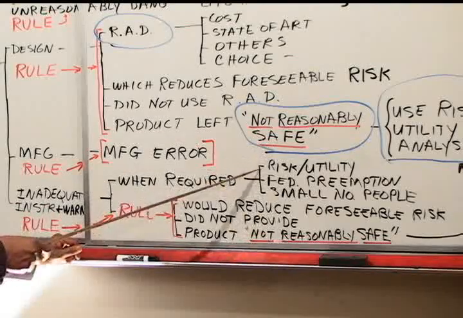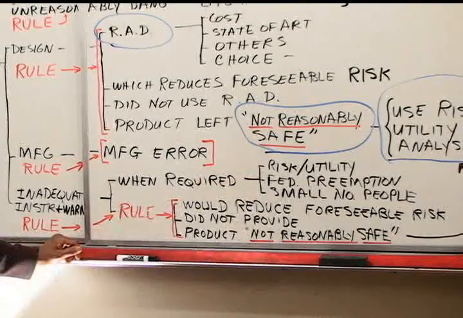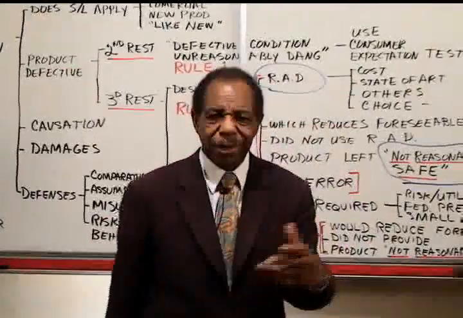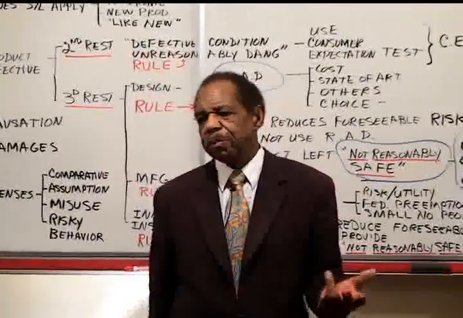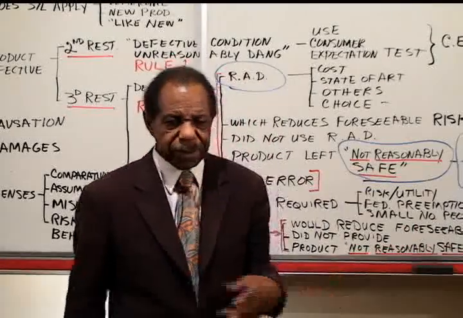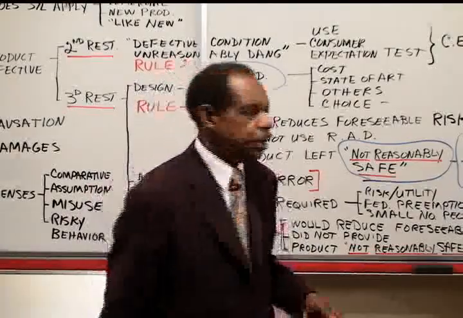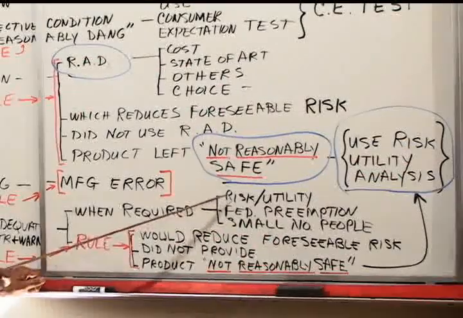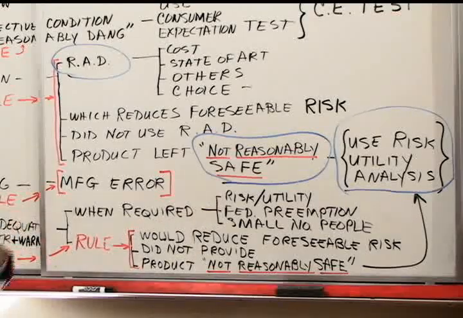First, you generally use the risk-utility analysis. You ask, would warning someone have made the product safer? Because sometimes you warn people and it's not going to make any difference. Other times you warn people and it may make a difference. So you use risk-utility to see, and also, if you're going to warn people, there's a cost of warning.